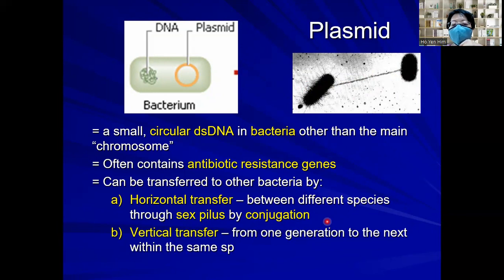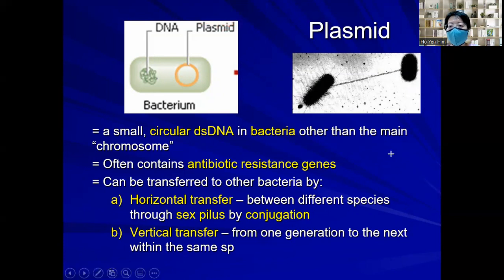Okay, the second way of transferring a plasmid from one bacteria to the next one is called vertical transfer. Vertical transfer means transfer from parental cell to daughter cell. When the parent cell divides from one cell to become two cells, every time a cell divides, before that it has to replicate its DNA. So the plasmid is replicated and then it's transferred to the daughter cell.